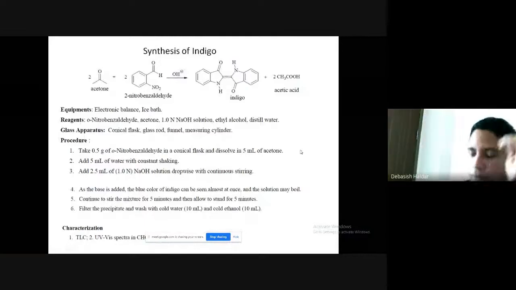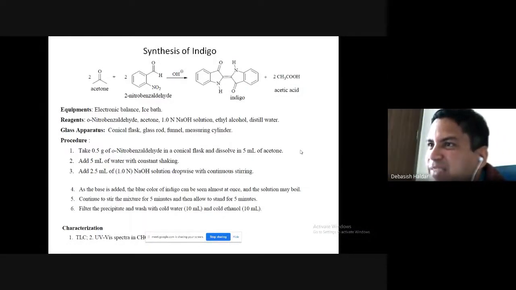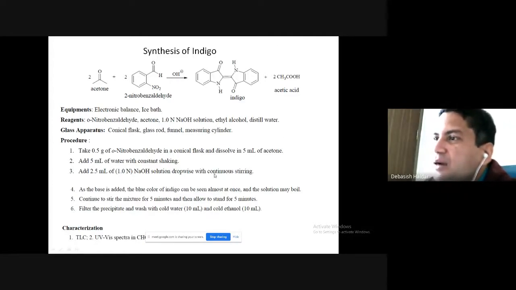Yes. So today we will synthesize indigo from acetone and 2-nitrobenzaldehyde. We will use acetone and 2-nitrobenzaldehyde to synthesize indigo. And now I request Shumon to take care of this synthesis part. What exactly is happening when acetone is reacting with 2-nitrobenzaldehyde, and discuss about this.